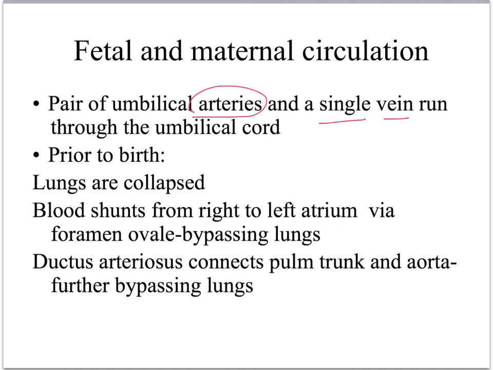So remember, we've already talked about in chapter 20 that before birth your lungs are collapsed. So your heart does not see any big need to send the blood through the lungs. So it's going to bypass the lungs for the most part by two structures. One's called the foramen ovale between the two atria, and the ductus arteriosus between the pulmonary trunk and the aorta.